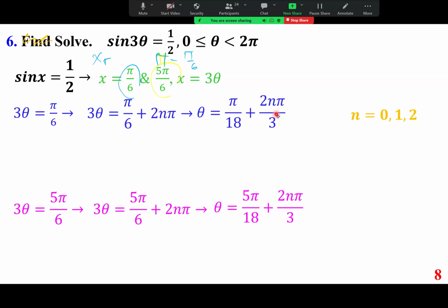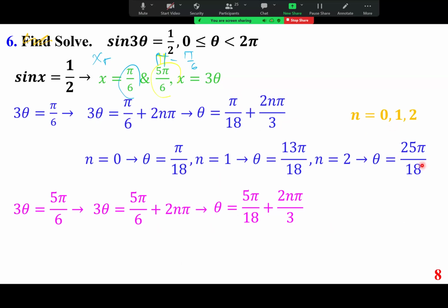If I plug in 1, I get 2 pi over 3, which is 6 pi over 18, and adding pi over 18 gives 13 pi over 18. So I hope you see this one, you see this one, you can figure out this one. So those are the 3 answers.